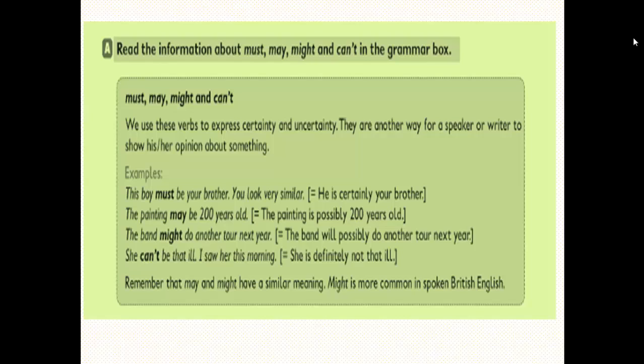The second example, the painting may be 200 years old. Here, the speaker expresses uncertainty. He is not sure how old the painting is. So to express uncertainty here, the speaker uses may. The painting may be 200 years old. The painting is possibly 200 years old. It's possible.